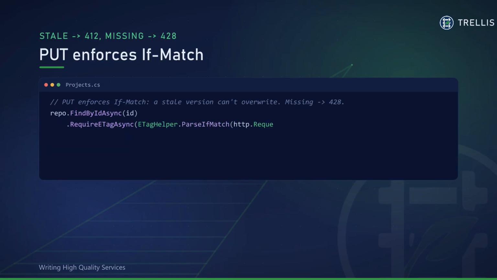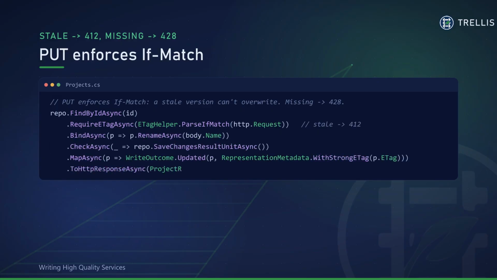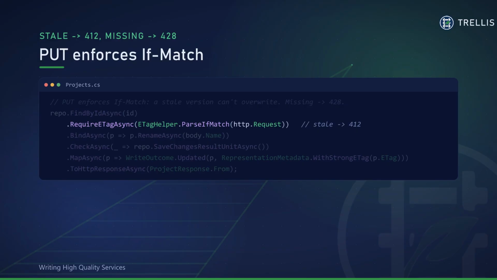Now the write. The client sends back the ETag it read in an If-Match header. ParseIfMatch reads it, and RequireETag enforces it against the aggregate's current version. If they match, the update proceeds. Rename, save, and return the new ETag for next time. But if the version is stale, because someone already wrote, RequireETag short circuits with a 412, precondition failed, and the save never runs. And if a required If-Match is missing entirely, it's a 428. The lost update is now impossible.